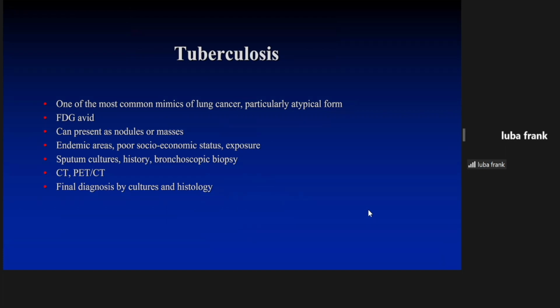Sputum cultures, history, bronchoscopy, and biopsy, CT, PET CT, all this comes into consideration when we're making this diagnosis of tuberculosis as opposed to lung cancer. And the final diagnosis is done by cultures and histology. And even though the outcome was not favorable, we did everything we needed to diagnose the disease.